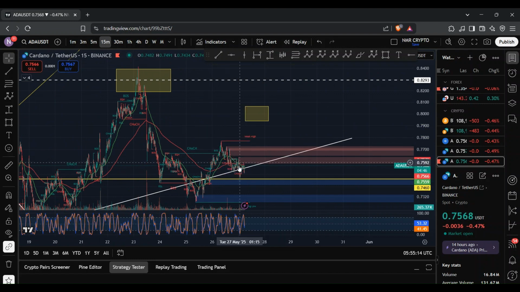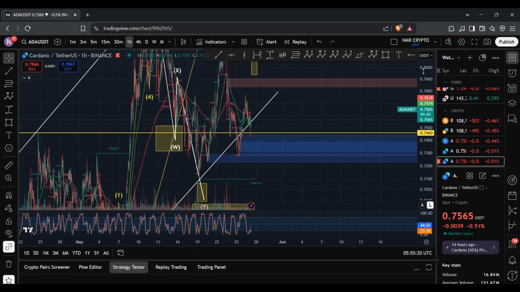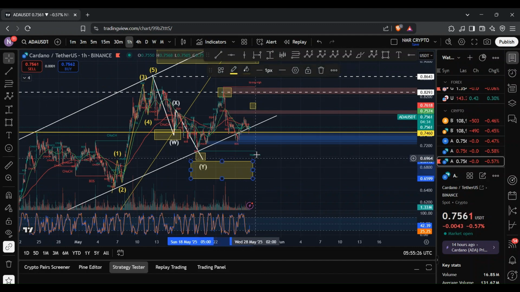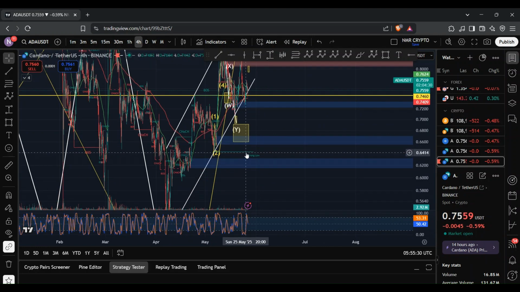And if ADA was to continue to get rejected at the lower trend line, then it's possible that we see a lower low. And that's something I talked about in my previous video where I mentioned that it's possible that we have a bigger WXY structure forming where ADA can then potentially tap into this region here. And even if we were to tap into this region, we can still remain bullish given that we are sitting above this strong low over here.